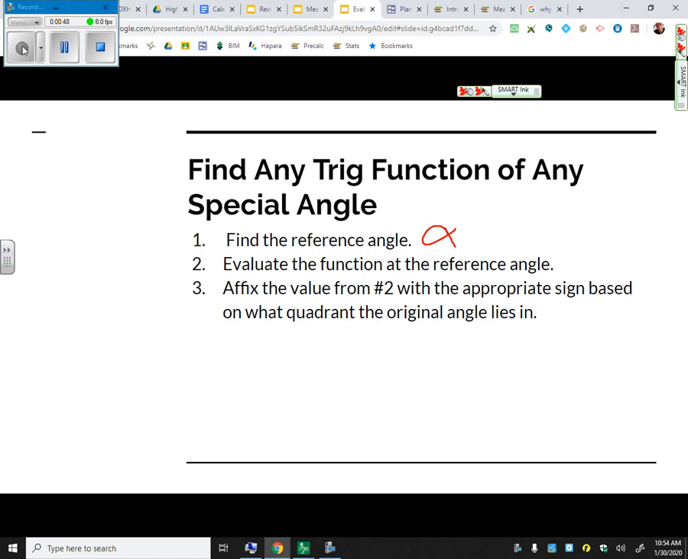Second up, I want to evaluate the function at the reference angle. Well, we had that really sweet sine, cosine, tangent table, right? For pi over 6, pi over 4, pi over 3. And then we had sine, cosine, and tangent. I'm going to abbreviate those. Well, we got to add tangent. I'm sorry.